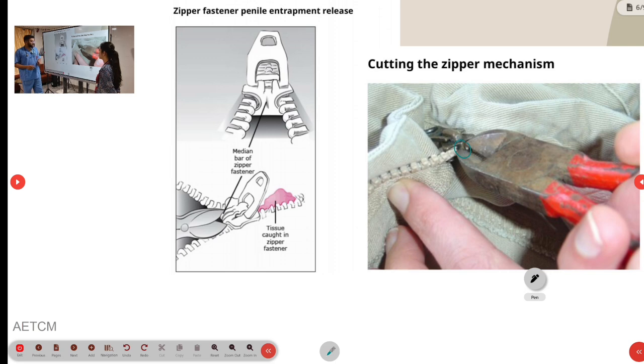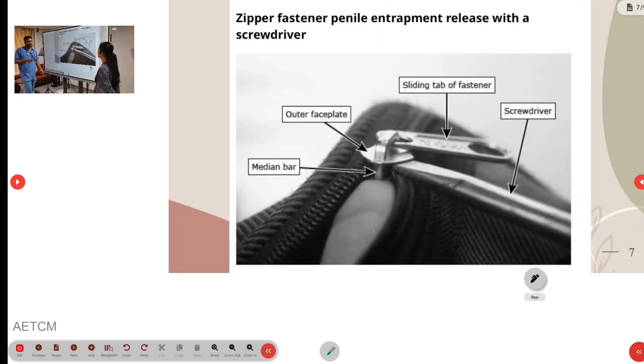We can cut the median bar using the bone cutters. Once this is cut off, we can separate the outer and inner plate and then separate the teeth as well. That is one mechanism. Otherwise, we can even use a ring cutter, which can also be tried to cut through that part.